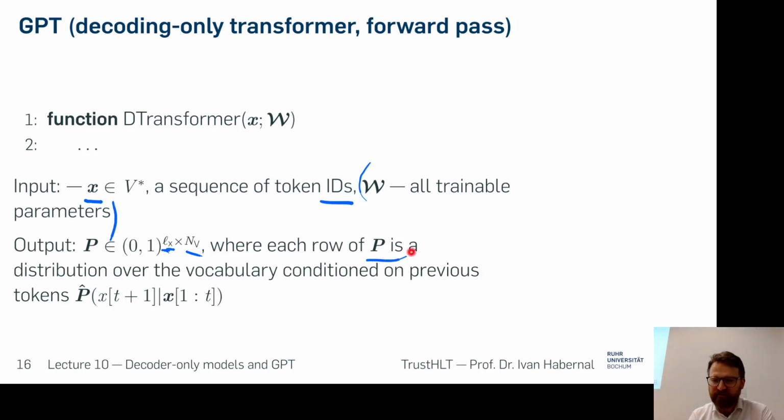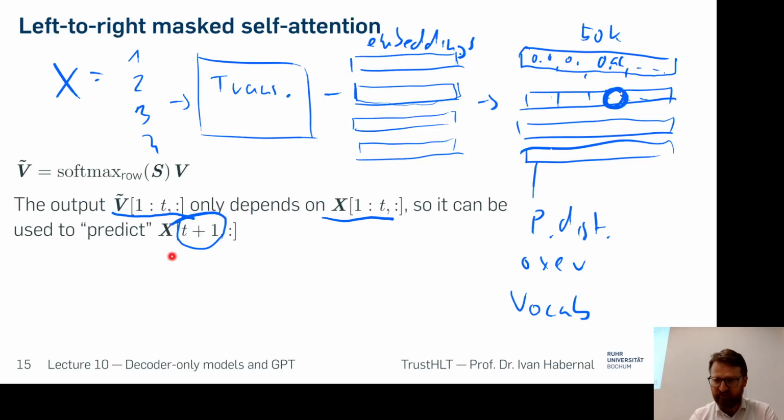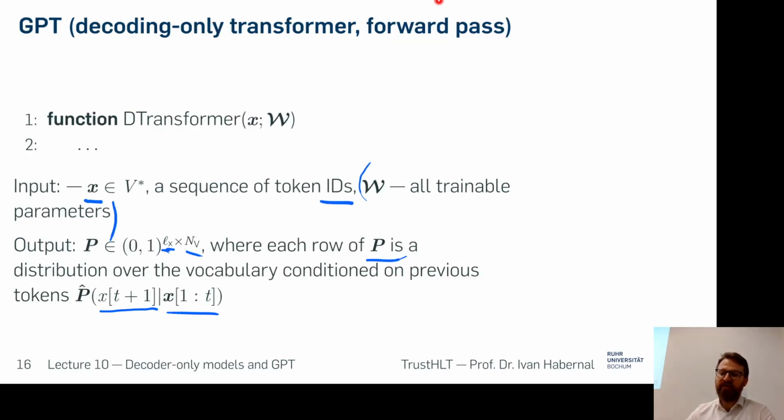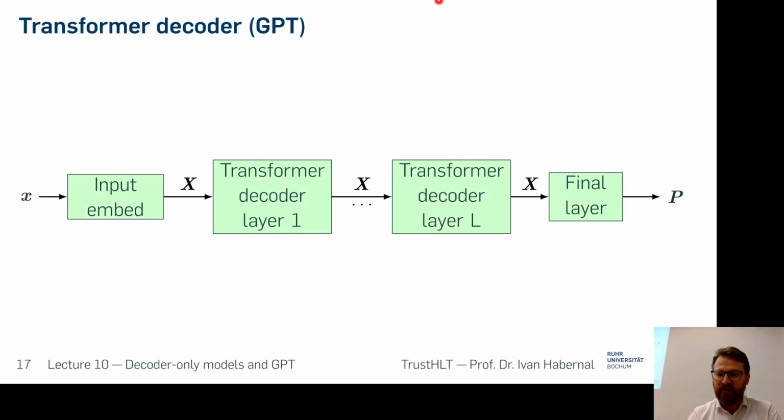So each row is a distribution over the vocabulary conditioned on the previous tokens. Here's the indexing, which will be very nested, but you get a rough idea because we just discussed this. We are only looking into the previous context at each position. So we can generate the next word at each position.